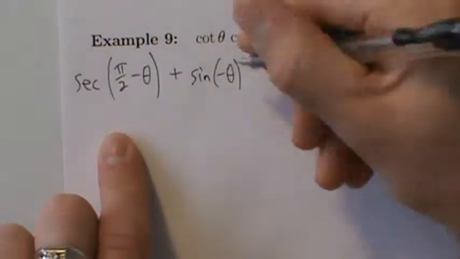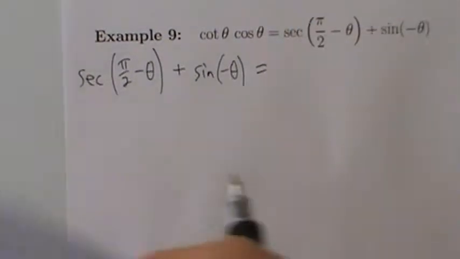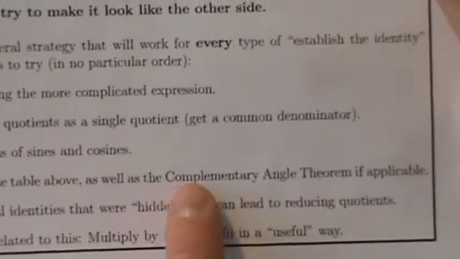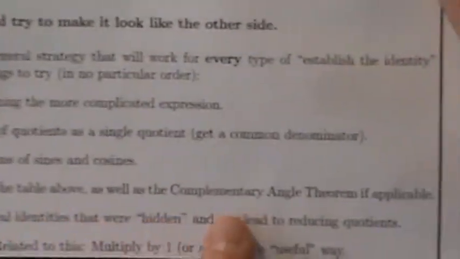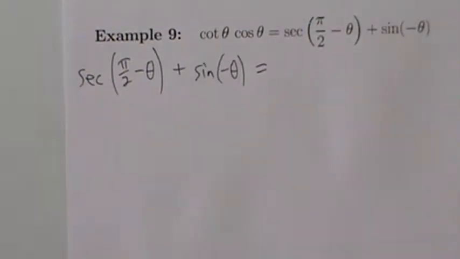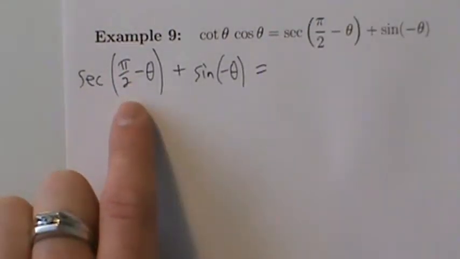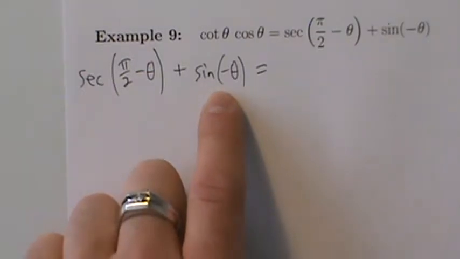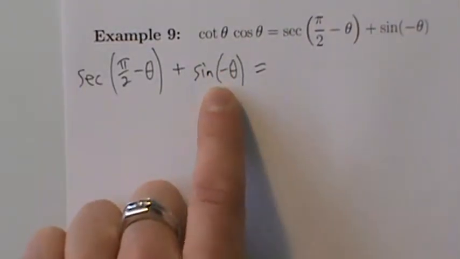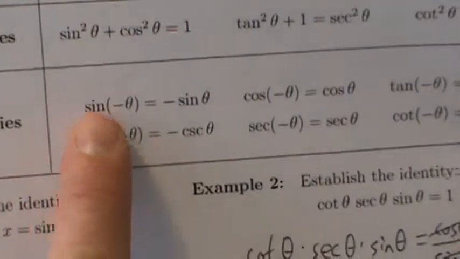Okay, so a couple of different things going on here. So first, one of our steps was to use the basic identities in the table above as well as the complementary angle theorem if applicable. So we're actually going to do both of these things here. Okay, so complementary angle theorem applies to this here because it's pi over 2 minus theta. We talked about that in an earlier video a while back. And then here's sine of negative theta. So hopefully that jumps out at us as, okay, I have a negative theta, so let me maybe try to use even-odd identities. And we're going to use the fact that sine is an odd function here.